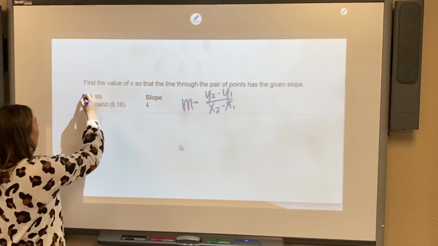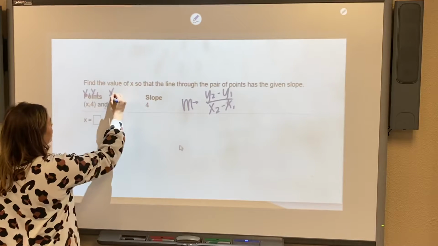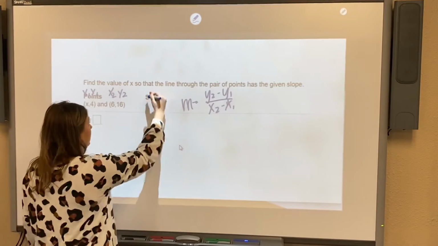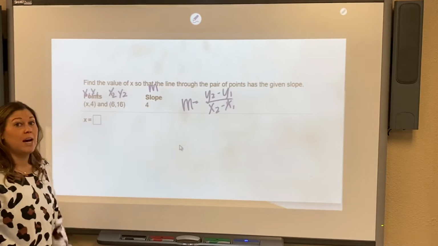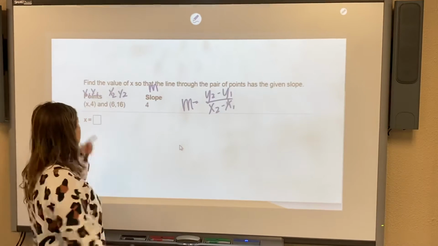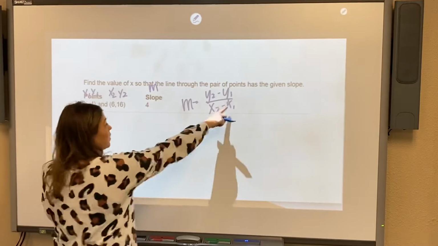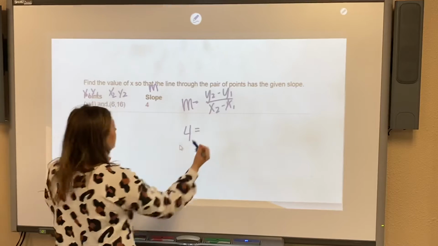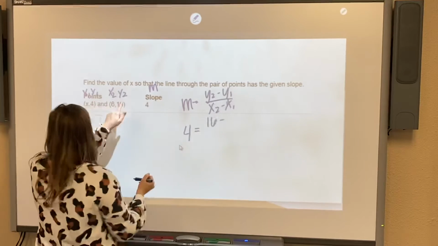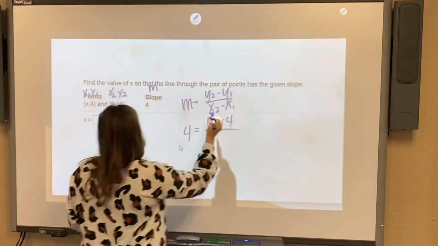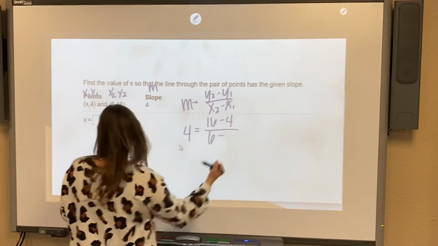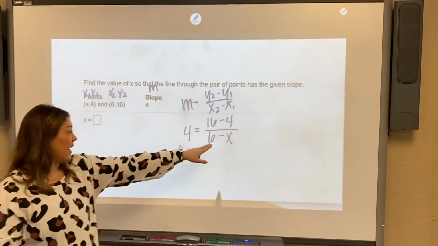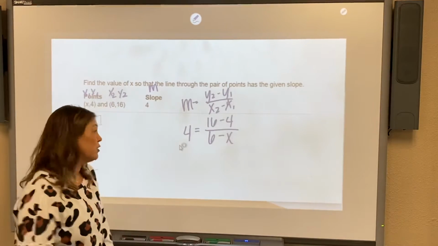Okay, so x1, y1, x2, y2. I'm still going to do everything as we have been. Our slope, remember, is the variable m. We're going to be solving backwards for that x variable, which is x1. That's what we're looking for. So we have slope m, which is 4, equal to y2, 16, minus y1, which is 4, over x2, which is 6, minus x1, which is x. We have to solve for this x. First, I'm going to simplify: 16 minus 4 is 12.